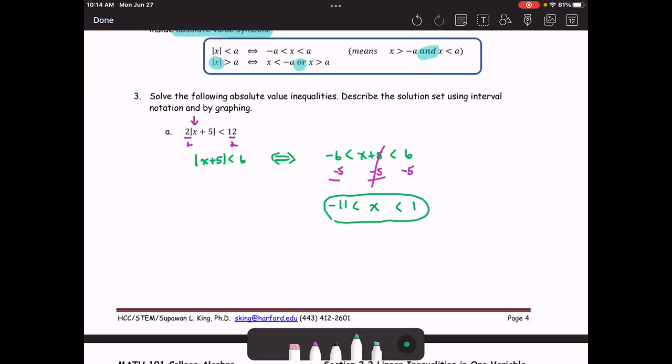For the graphical way to represent the solution, negative 11, positive 1, x strictly greater than negative 11, strictly less than positive 1. Empty circles at both numbers and then join them together with the line. So this is the graphical way. And for the interval notation, we're going to follow a similar way. Empty circle means not including, open parentheses, same at 1.